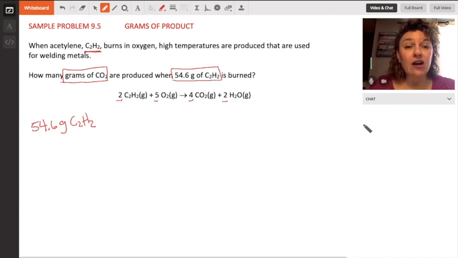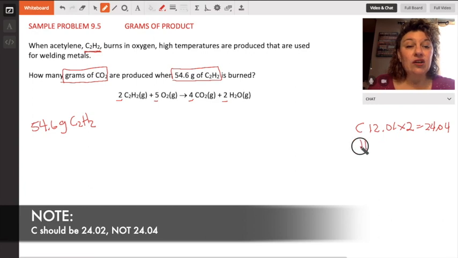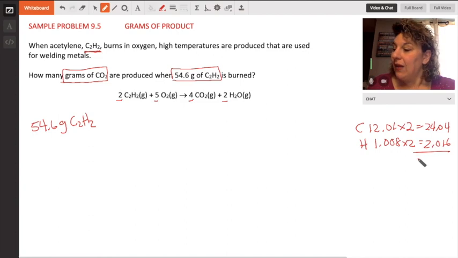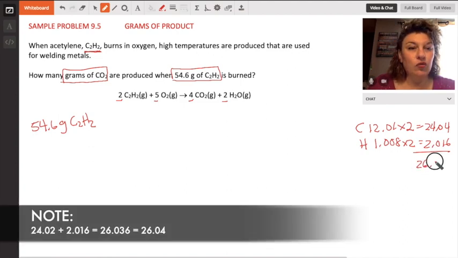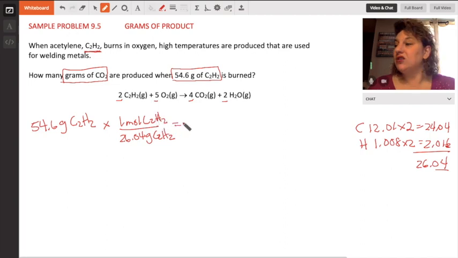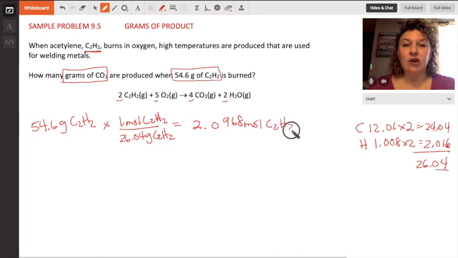So I'm going to do the molar mass over here. We have C, which is 12.01, and we have two of those, so that's 24.02. We have H, 1.008 times 2 is going to be 2.016. When I add them up, I get 26.04. So we put it here, 26.04 grams of C2H2 is equal to 1 mole of C2H2. So our moles, we're going to get 2.0968 moles of C2H2.